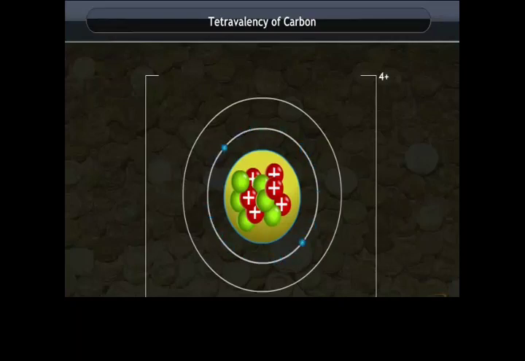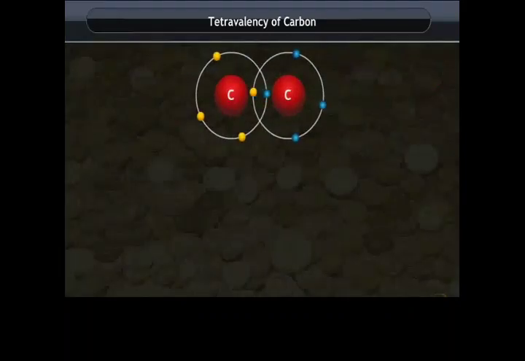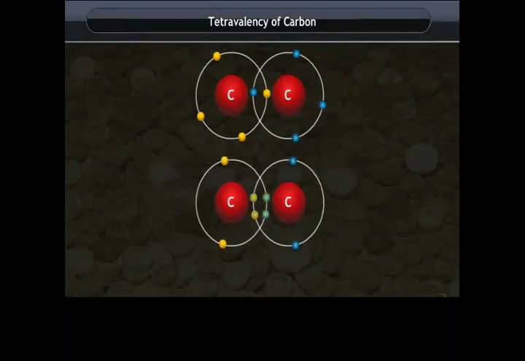to remove 4 electrons, leaving behind a carbon cation with 6 protons in its nucleus, holding on to just 2 electrons. Carbon overcomes this problem by sharing its valence electrons with other atoms of carbon or with the atoms of other elements. Thus, carbon has tetravalency.